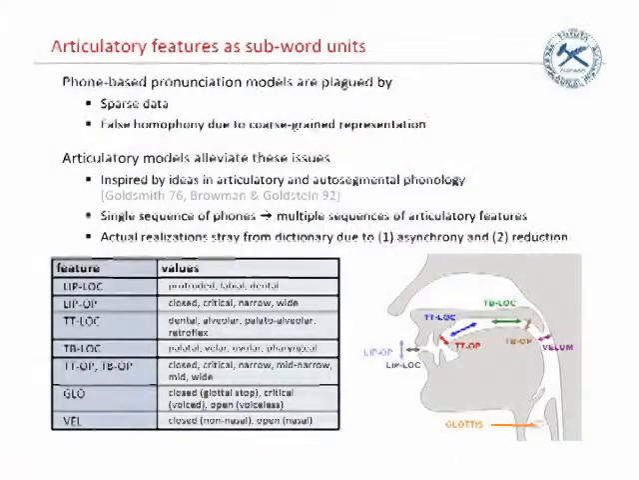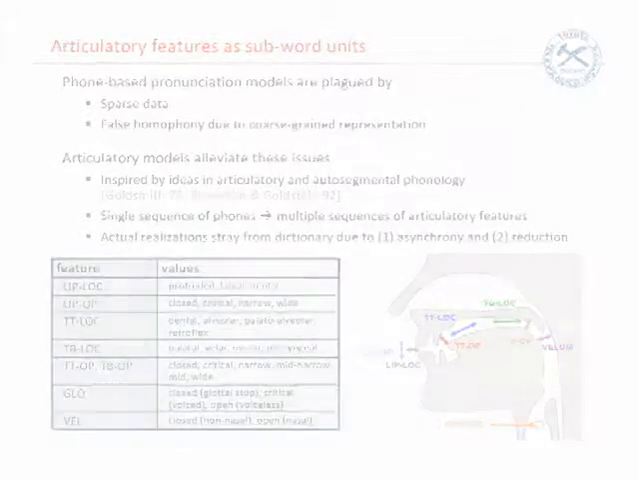The idea is that instead of a single sequence of phones to represent a word, I have multiple sequences, or multiple tiers of features. This is a different use of the term features than what people might be used to in machine learning, but this is a linguistic term for these multiple tiers of units. And the actual realizations now are straight from the dictionary, not through substitutions, insertions, and deletions, but through these multiple features going in and out of sync with each other, and through reduction, where an individual articulator might not reach the target location that it was going for.